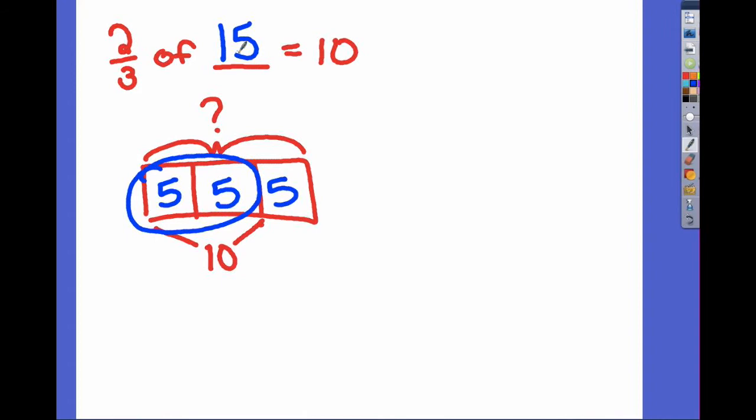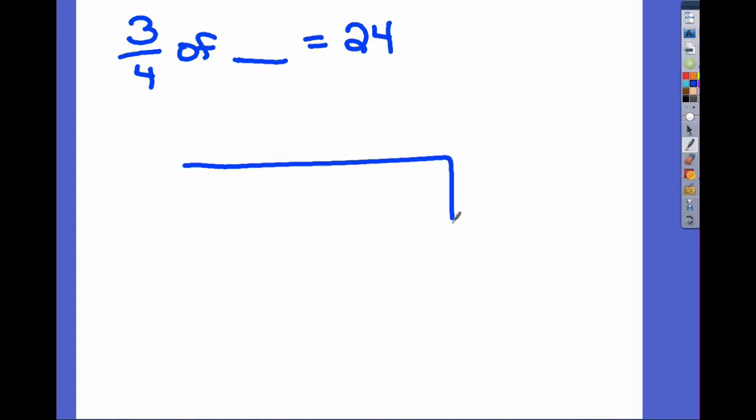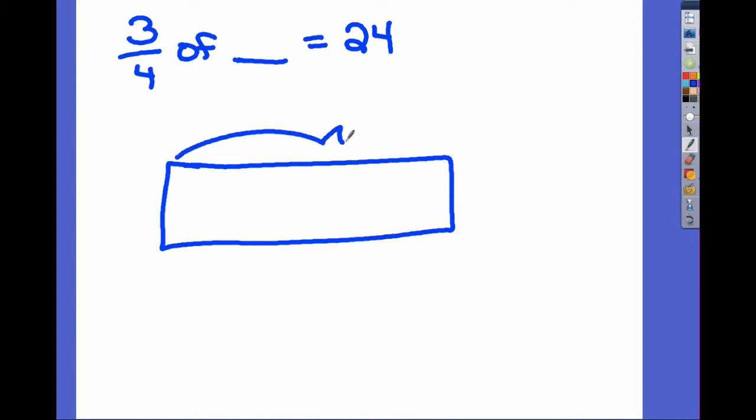J, 3/4 of a number is 24. Okay, we have the problem, 3/4 of a number. So we have 3/4 of, do we know what the number is? It's just a number, right? So a number equals 24. So we don't really know what this whole thing equals, do we? So what's going to go on top?